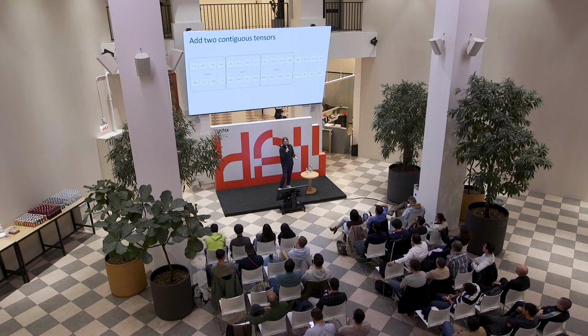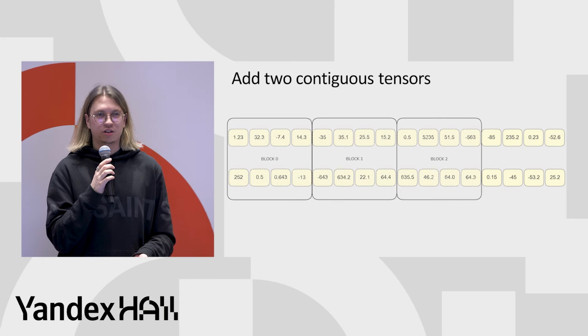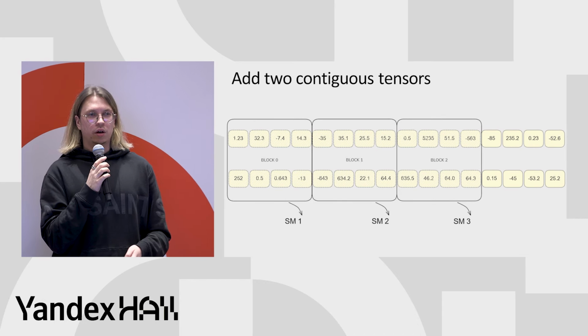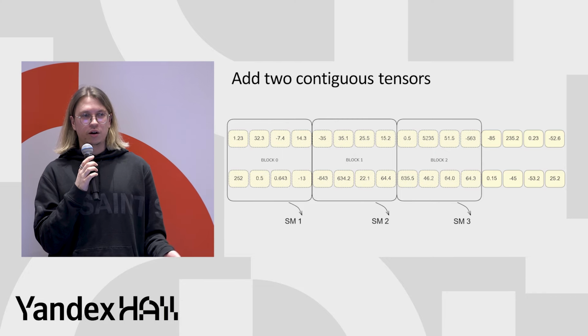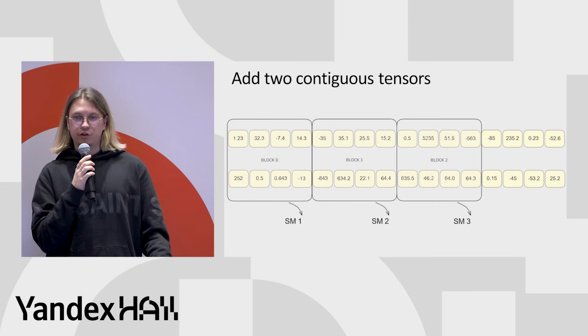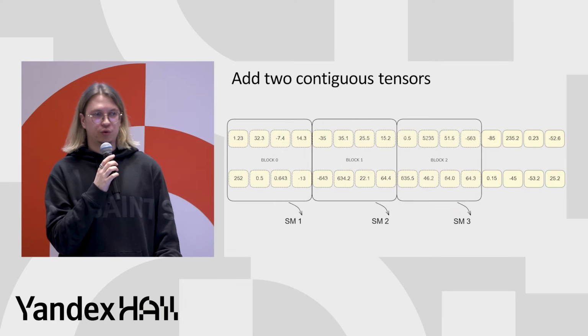But if you were to multiply matrices, for example, then the pattern becomes much more complex. And yeah, we will not go into those details today. And whenever we assign the computation to these blocks, then Triton can schedule these blocks on streaming multiprocessors, and streaming multiprocessors would run the computation for us.